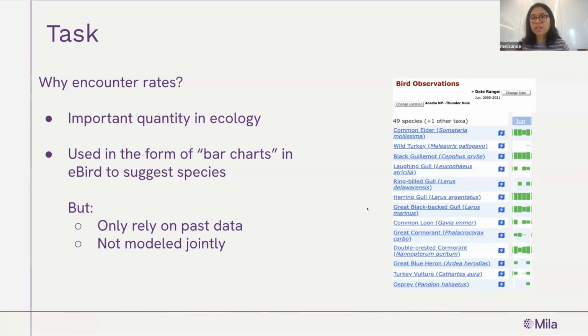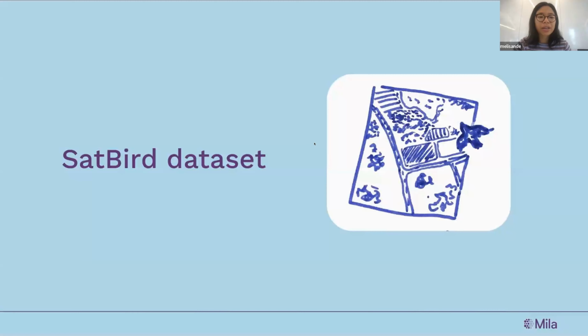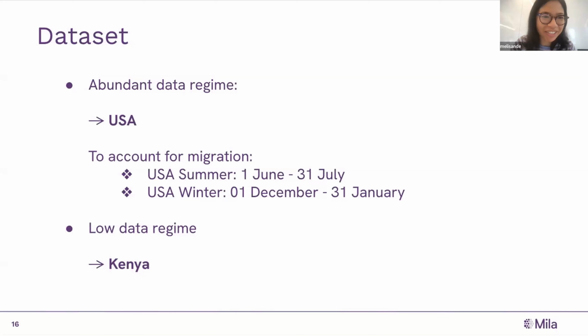So if you go to a location where no one has been before, you won't have any suggestion to help your birding. And these are also not modeled jointly. It's just modeling a single species at once. So this is why we wanted to create this data set for joint species distribution modeling. And we called it SatBird because we're looking at birds with satellite imagery, and nothing very original here.